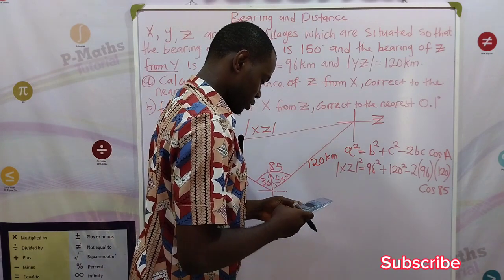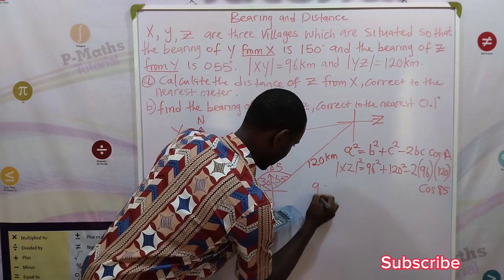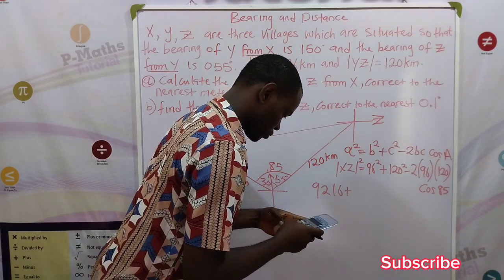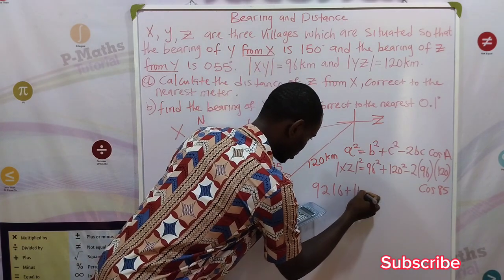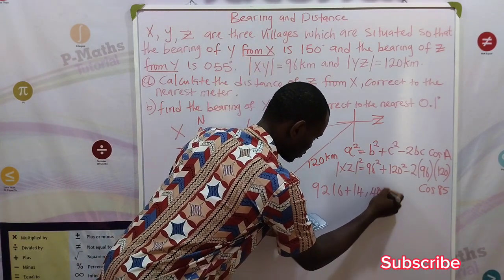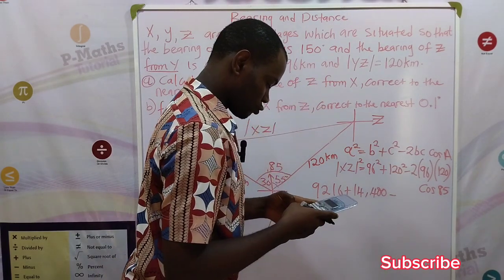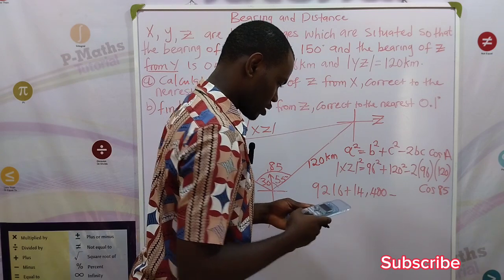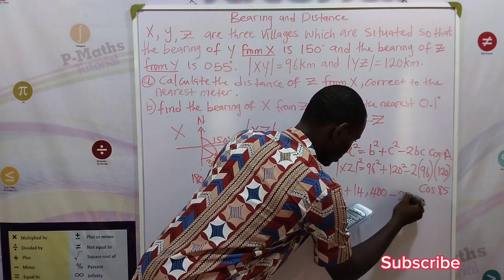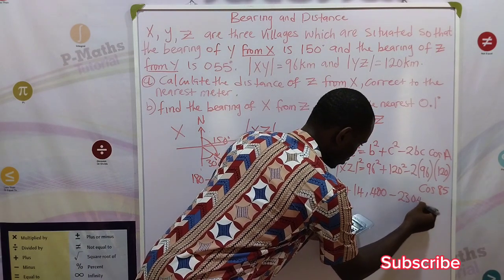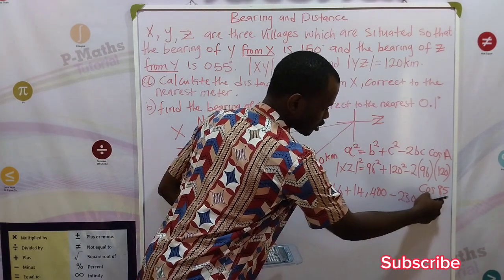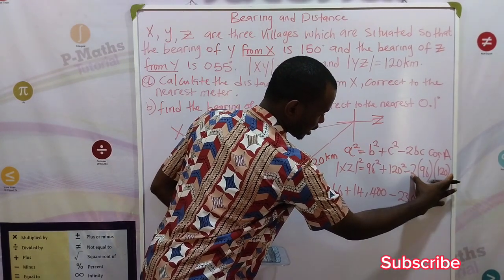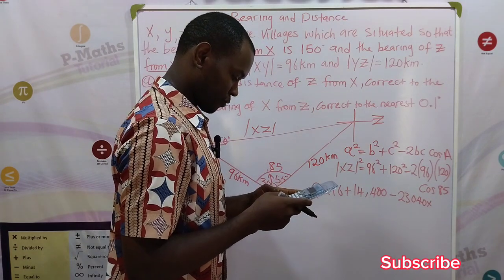So 96 squared will give us 9,216, plus 120 squared. That will give us 14,400, minus 2 times 96 times 120. That is giving us 23,040, times cos. It is multiplying these two, right? This is minus, so this cos 85 is multiplying here. So let me press cos 85.